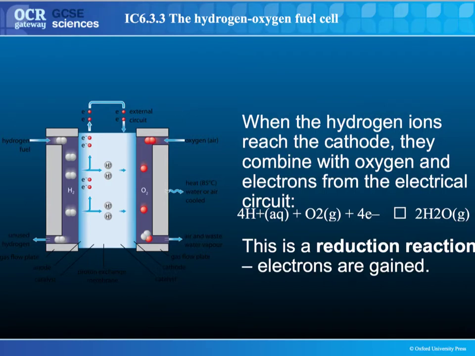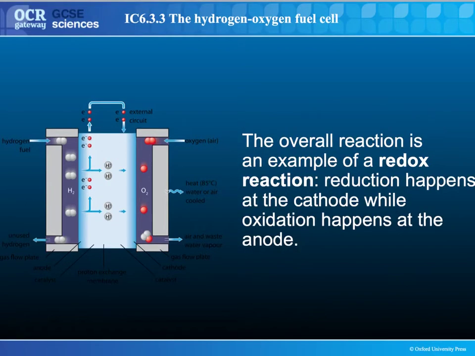As a side point, the reason why this reaction takes place at the cathode is because the cathode being negative, the hydrogen ions are attracted to the negative cathode because they are positive. So in this redox reaction, the reduction takes place at the cathode and the oxidation happens at the anode. Remember, in any redox reaction, a reduction and an oxidation take place.